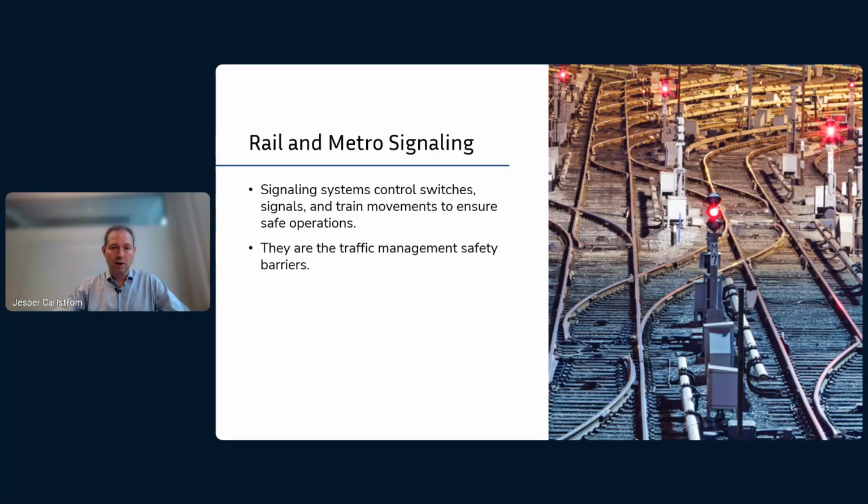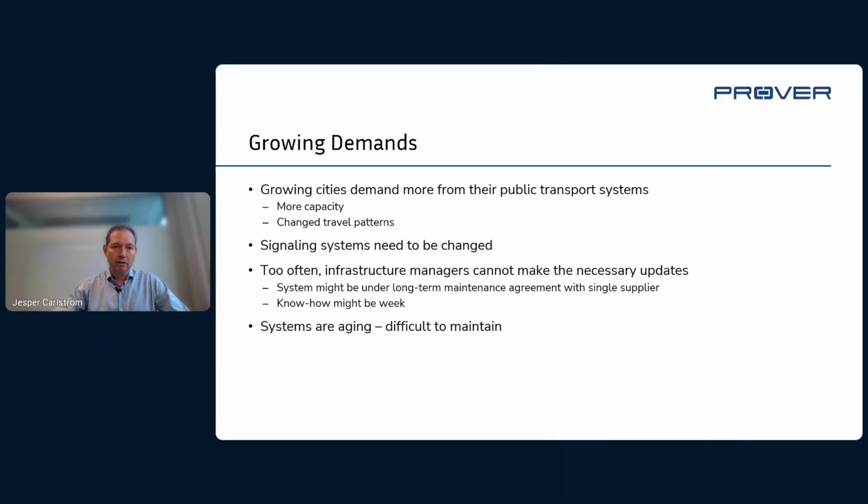And these are the ones that are very expensive today. There are growing demands in this domain because cities are growing, and when they grow, they require more from the public transport system. So more capacity, but also changed travel patterns. For example, if you build a new suburb or a new bridge, then people will travel in a different way, and that might put some stress on some of the stations. You might want a new track or a new switch somewhere. So you need to constantly maintain and change the system.